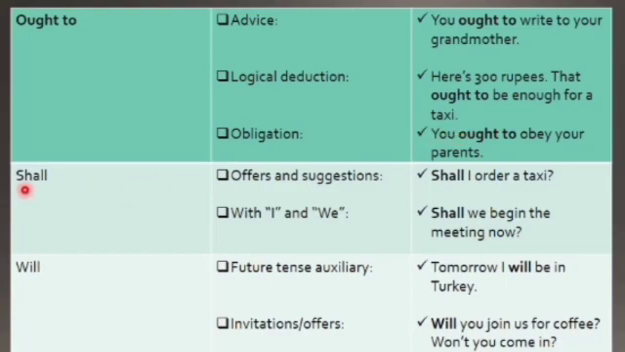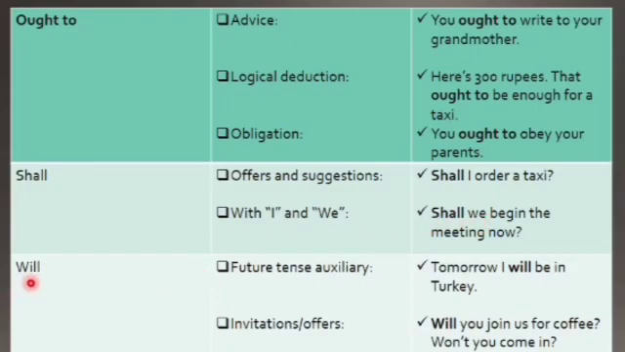Then the modal verb shall, which shows offers and suggestions, and it is also used with the pronouns I and we. Let's look at an example. Shall I order a taxi? So here the person is offering a taxi by using the modal verb shall. The next example, shall we begin the meeting tomorrow? So here the modal verb shall is used with the pronoun we.